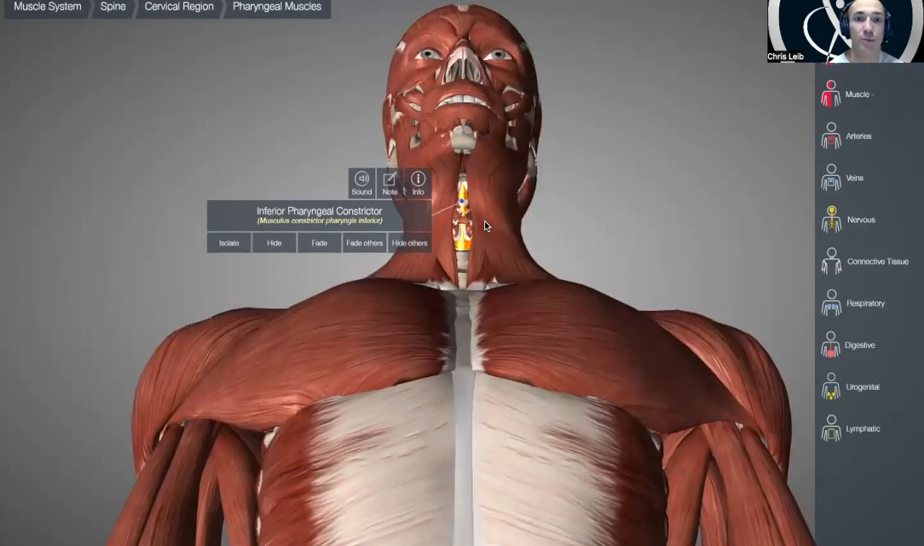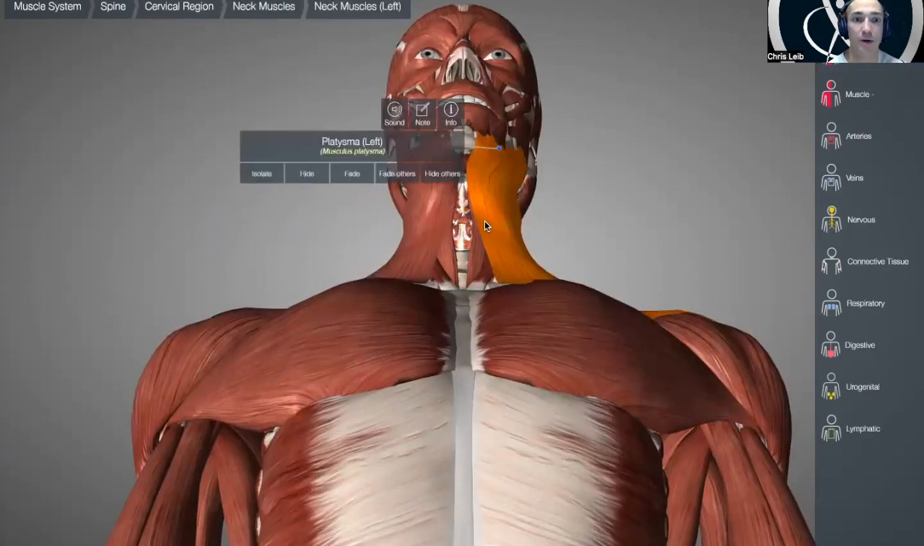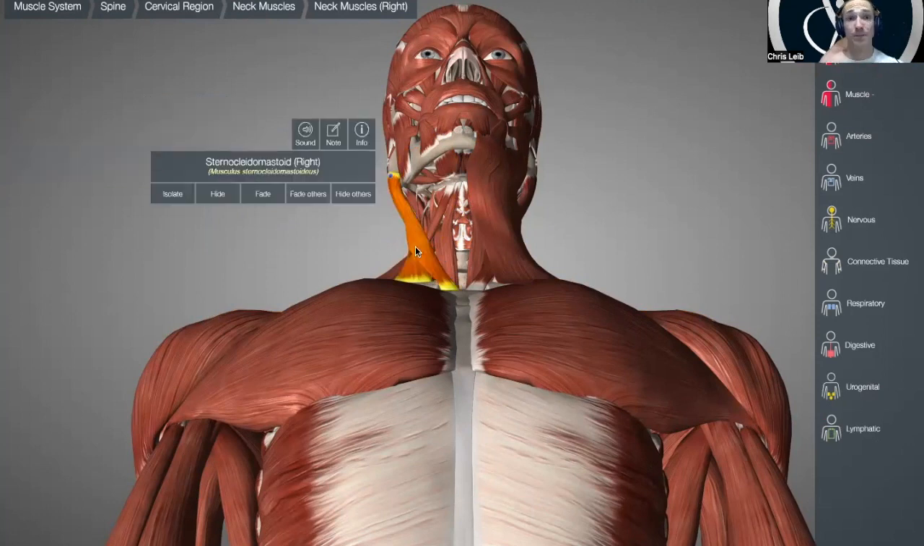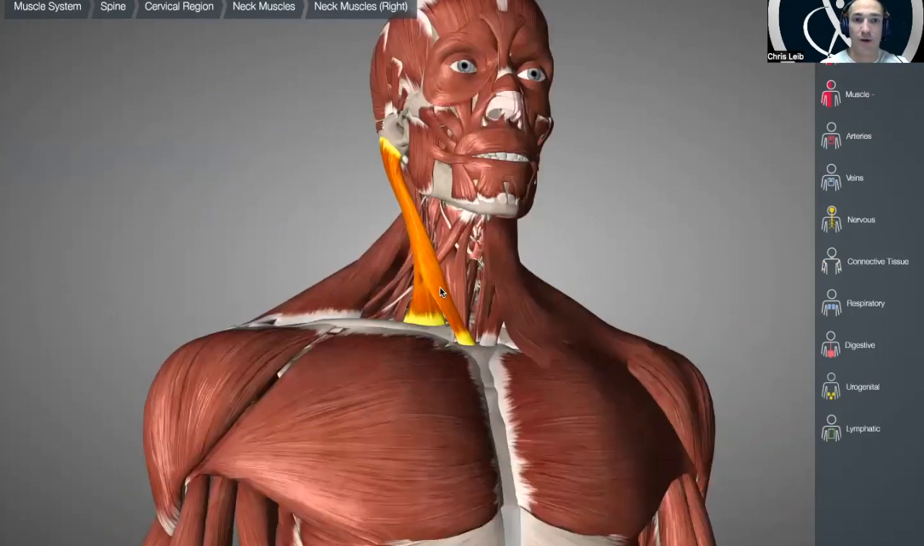but the real superficial muscles in the anterior compartment here are your platysma. So if you were to make a face where you really tighten the neck, which looks like a funny face, that's the platysma that does that work. You take that away, and we have the sternocleidomastoid, which is an important muscle for a variety of reasons.